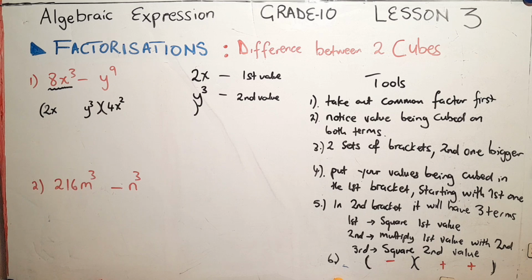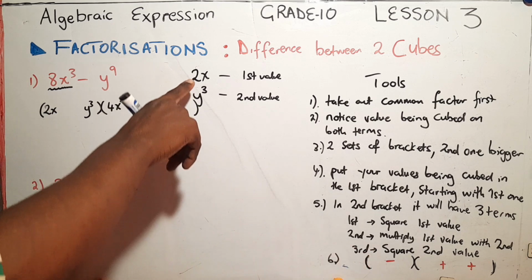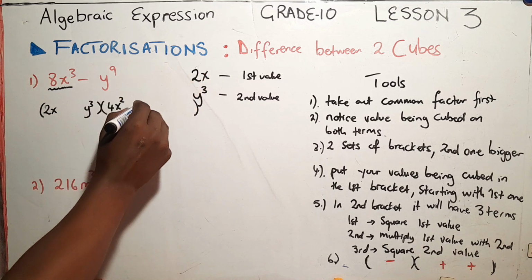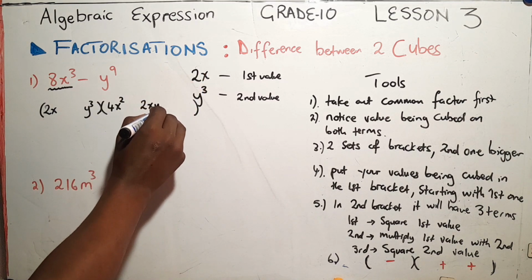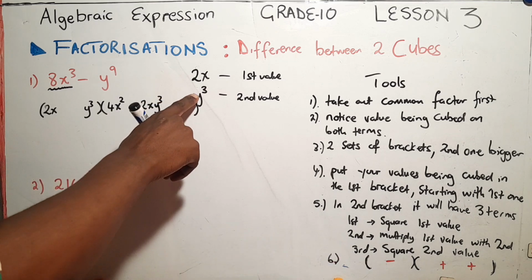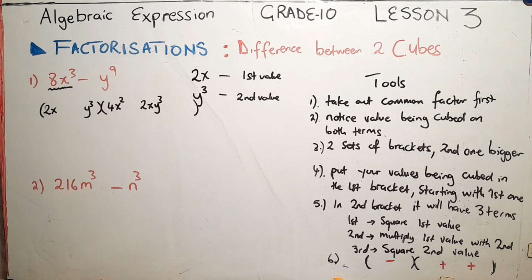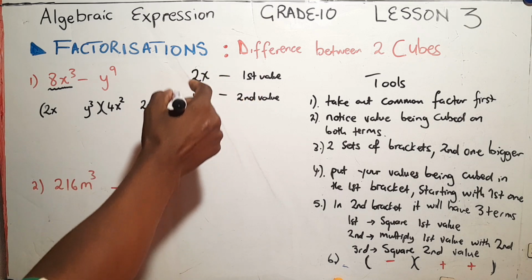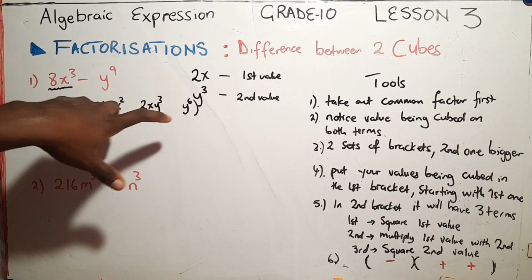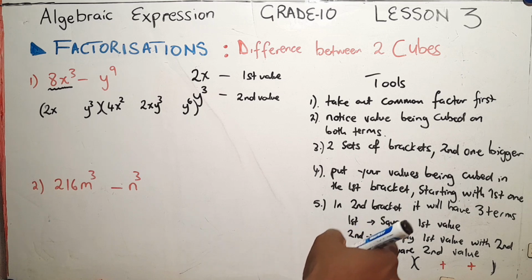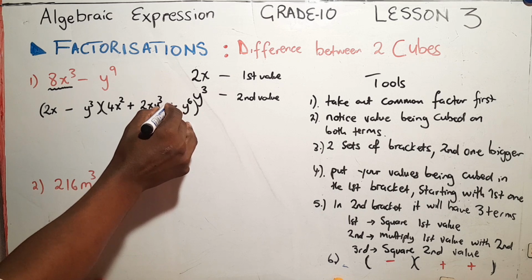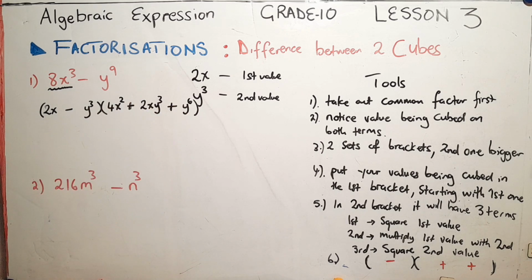4x squared. And the second term, they said we multiply the first one and the second one. So we are going to multiply 2x multiplied by y cubed. So this will be 2xy cubed. And then in the last term now, we are squaring the second value. So y cubed squared will just give us y to the power of 6. So this will be y to the power of 6. And the signs that we're going to put there will just be minus, plus, plus. So that's a minus, a plus, and that's factorized, like that.